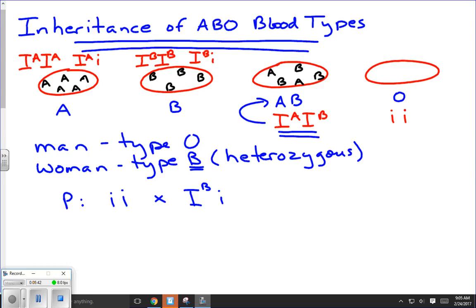When we do a cross with this to find our offspring, that's our F1 generation, we do the same thing we do with all Punnett squares. We separate the alleles when we're building our Punnett square. So we separate the alleles for the man, who's type O, so he could have half of his sperm with a little i, and the other half of his sperm with a little i. In other words, all of his sperm will be little i. For the female, her ova, well, half of them are going to have a big IB, and half of them are going to have a little i.